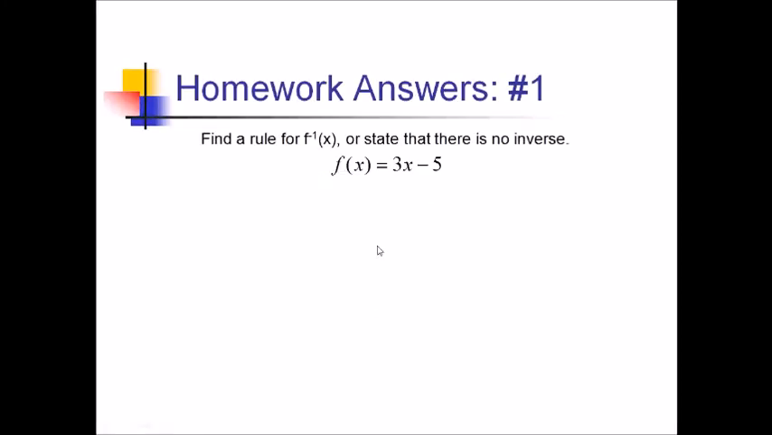For number 1, we're finding the inverse for this function. Now this is just a line, so it should definitely have an inverse, passes the horizontal line test. Let's start by switching x and y. So we'll write x equals 3y minus 5, and then just solve for y. So add 5 to both sides, divide by 3. So we can write f inverse of x equals x plus 5 over 3.